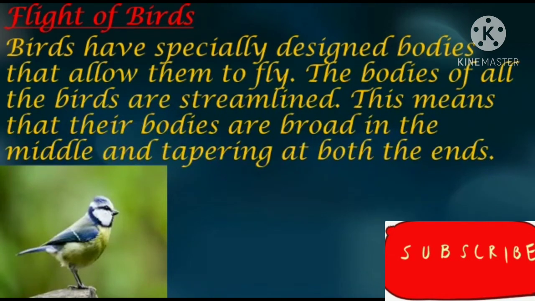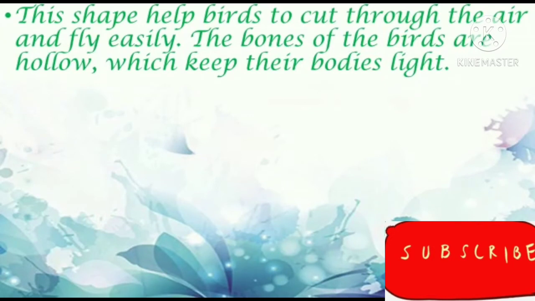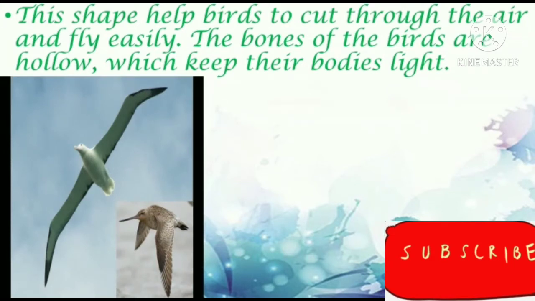What is streamlined? This means that their bodies are broad in the middle and tapering at both ends. Now in the image you can see the bird's body is fat in the middle portion only, and at the front and back, at both ends, it is a little bit flat. So that is called streamlined. So this helps them for flying. This shape helps birds to cut through the air and fly easily. Cut through the air means they can move in any direction.